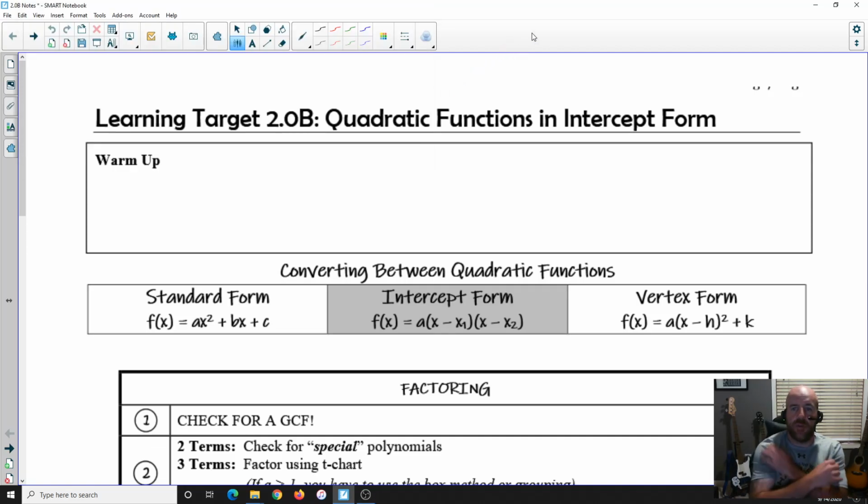Alright, so this video is looking at intercept form of quadratics. If we take a peek at the intercept form, we have an a value on the outside, and then we have two binomials. So it would be x minus the intercept on both binomials. So this x sub 1 and x sub 2 are going to be the x-intercepts.